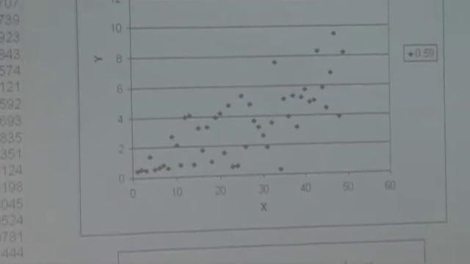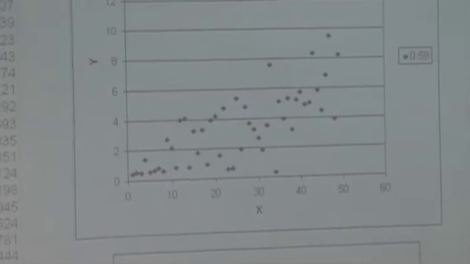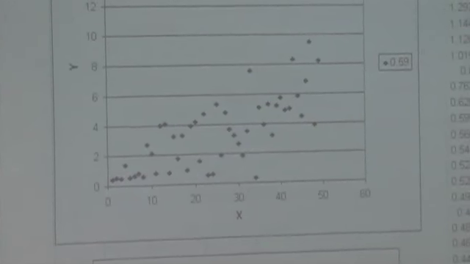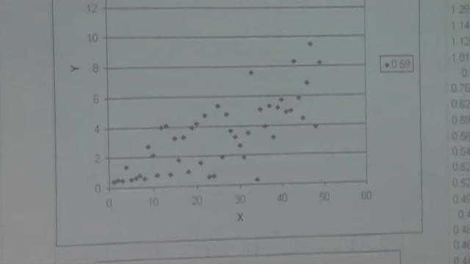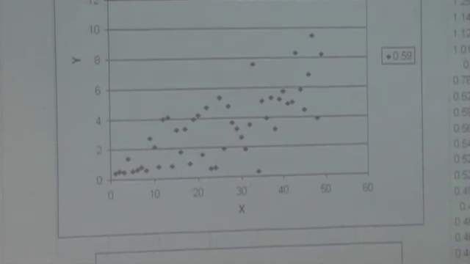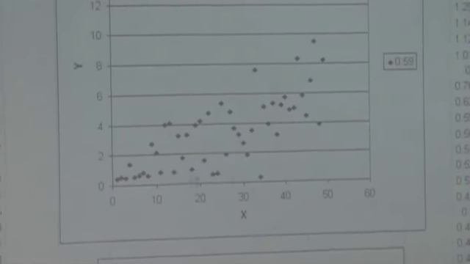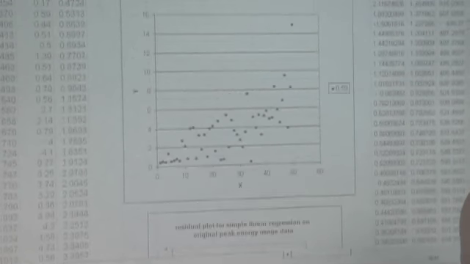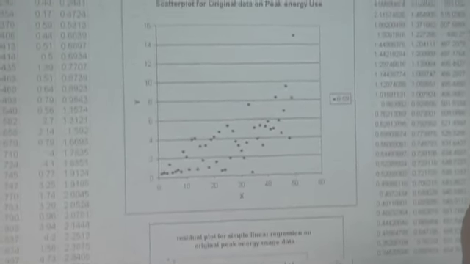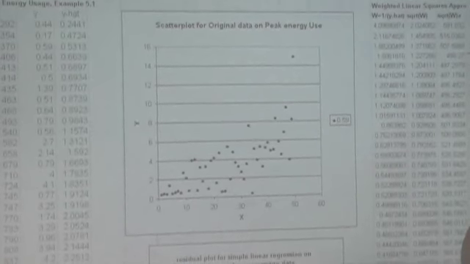We had peak energy usage as the y variable, and overall energy usage for the day by a customer was x. We had the scatter plot of y versus x, and we had the funnel-shaped residuals for a simple linear regression of y on x. And we tried a square root transformation. We did use it, and so on and so forth.